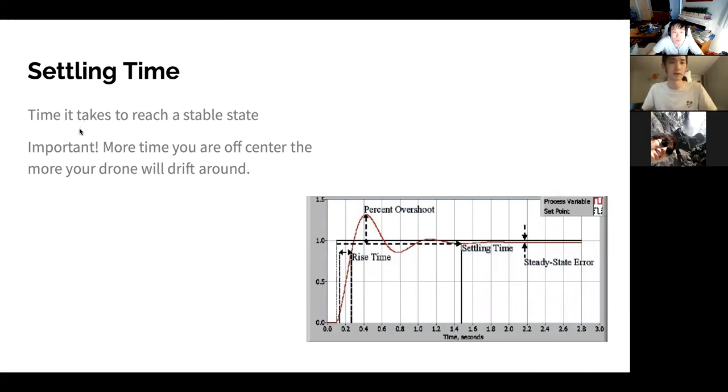This is especially important for us because the more time that you are off center, the more your drone will drift around. Kind of like how we talked about with steady state error. While it doesn't seem like a big deal for some other control systems to be off by a slight amount, the longer you are off center for a drone, the more it will start veering towards one side. And in high quality drones, this is why you typically also have cameras for control systems as well to make sure this type of thing doesn't happen. Of course, we don't have that.